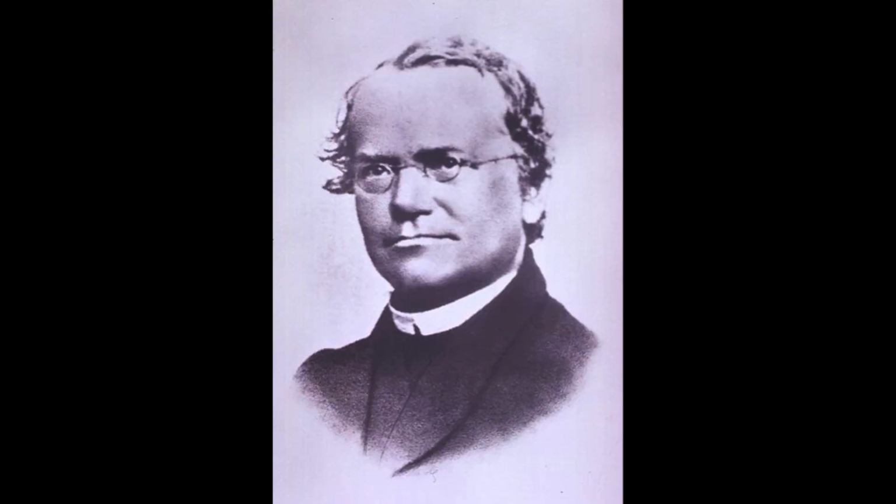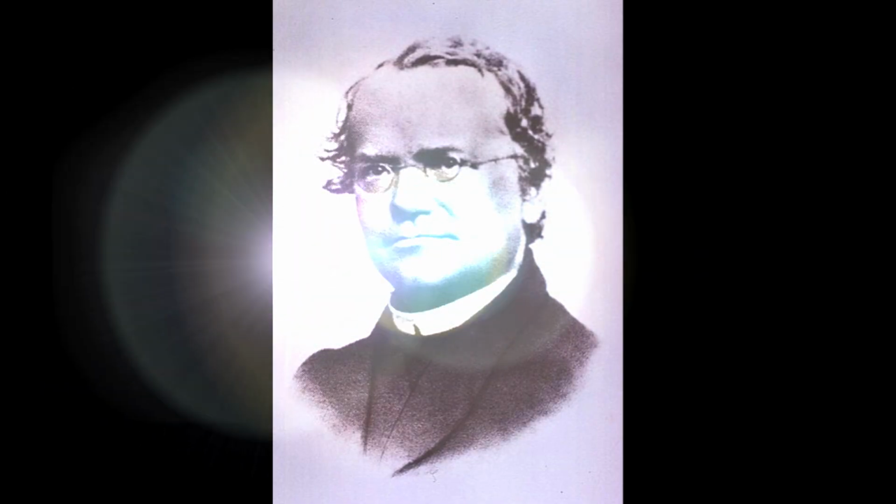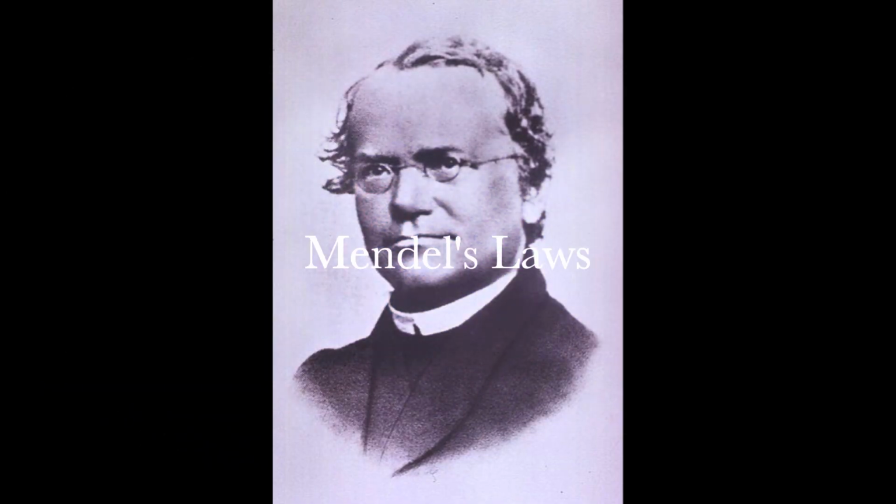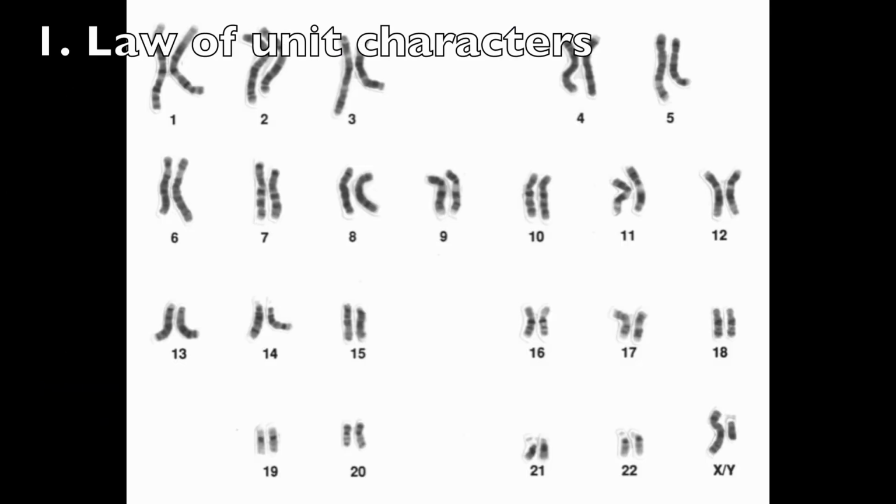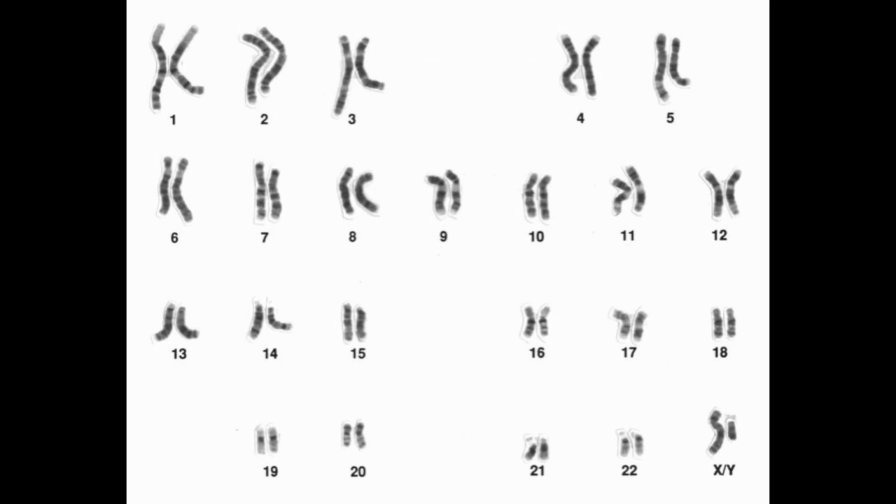In the mid-19th century, Gregor Mendel developed a novel theory of discontinuous inheritance, characterized by traits that exist in predictable ratios. He developed four notable laws to explain these patterns of inheritance. The first, the law of unit characters, states that genes control the inheritance of characters and occur in pairs called alleles.